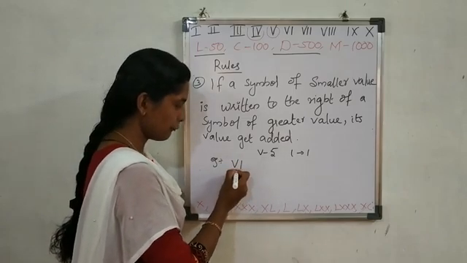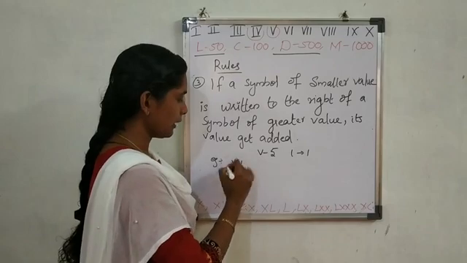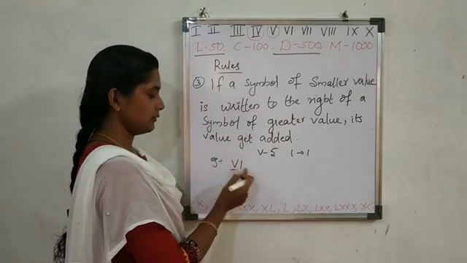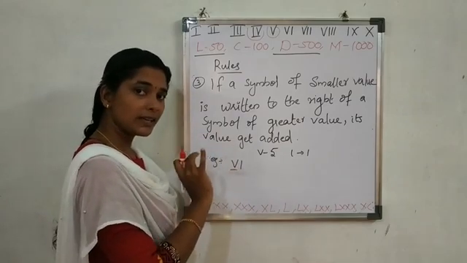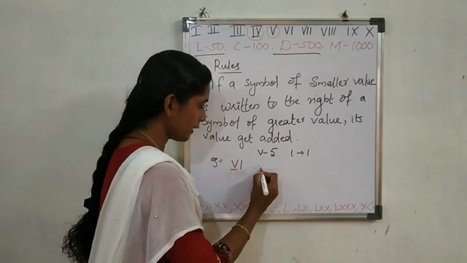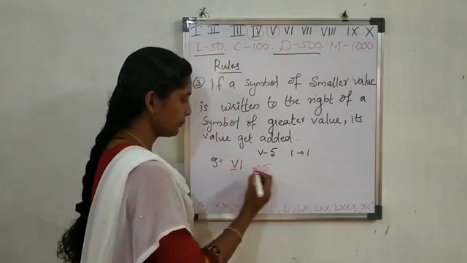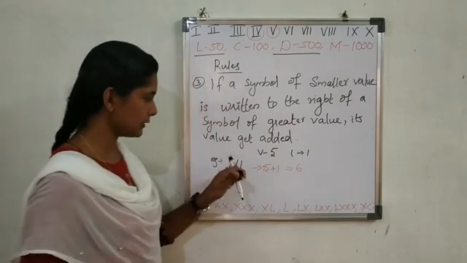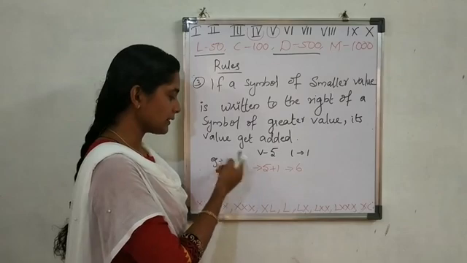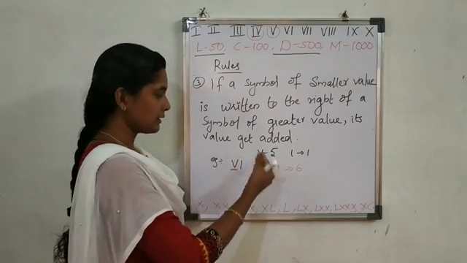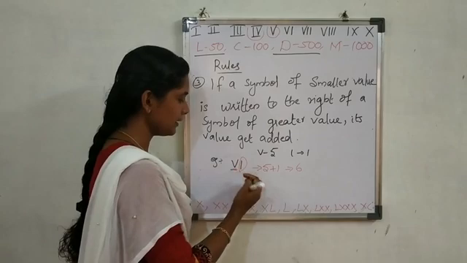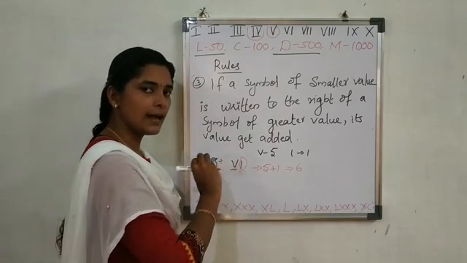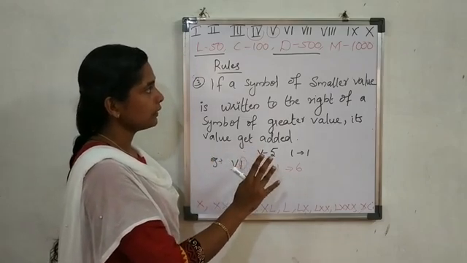1 is added to the right side of this greater symbol, so its value gets added. Values are increasing. Here this is 5 and the right side is 1. 5 plus 1 means 6. This is 6. If the symbol on the right side is smaller than the symbol on the left side, then its value is added.